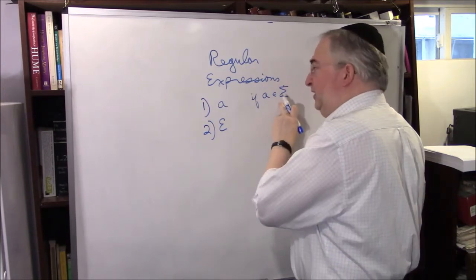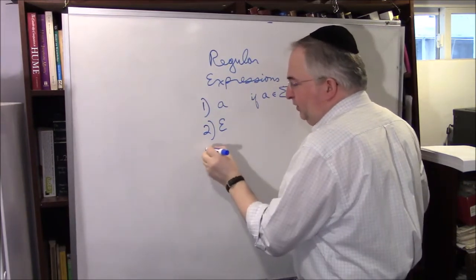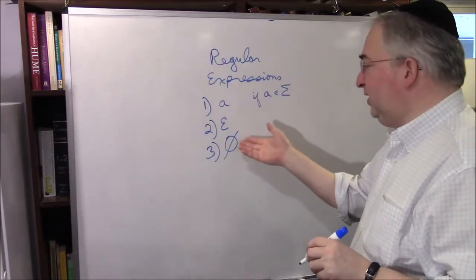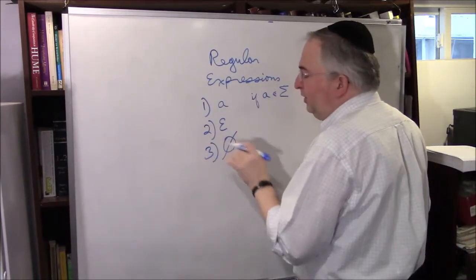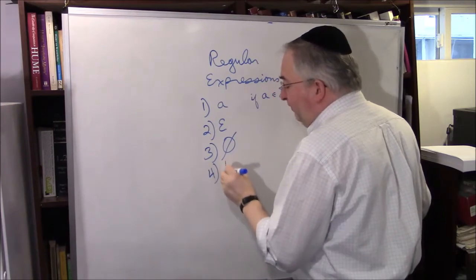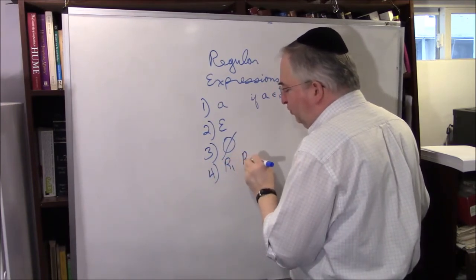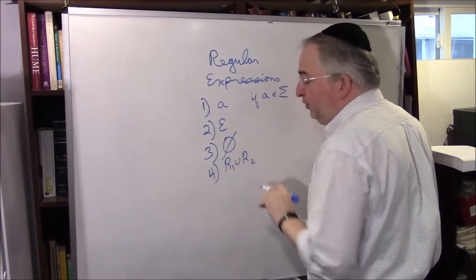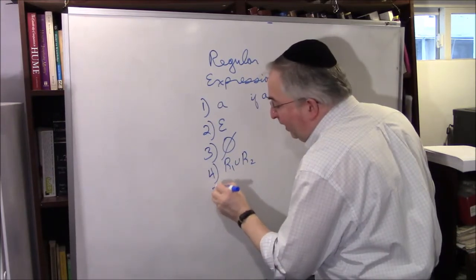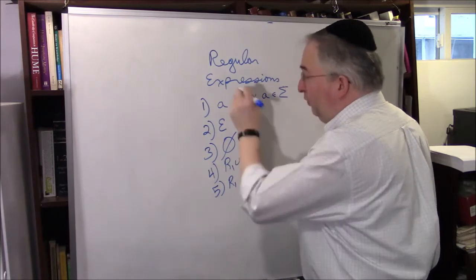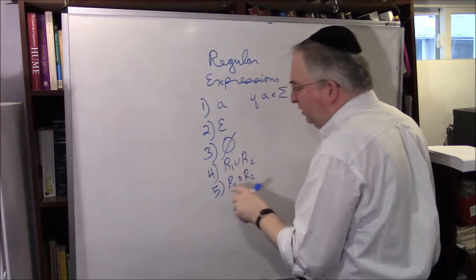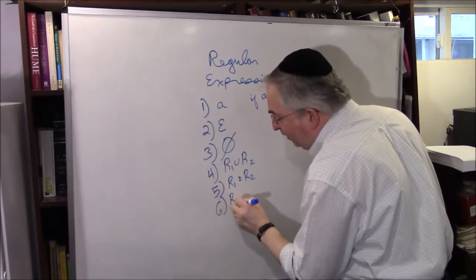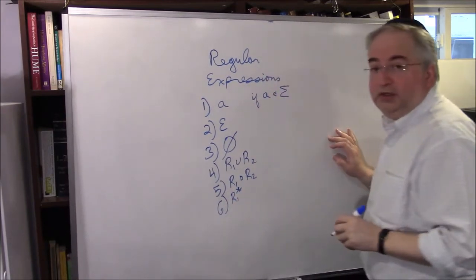The empty word, which is not in the alphabet, is a regular expression. Next, the empty language symbol is a regular expression. Okay, fine. 4, if R1 is a regular expression and R2 is a regular expression, then the union of them is a regular expression. So that's an operation. And again, we can put the parentheses, but I want to leave the parentheses off. 5, if R1 is a regular expression and R2 is a regular expression, then we can do that operation and get another regular expression. And finally, if R1 is a regular expression, then R1 star is a regular expression.